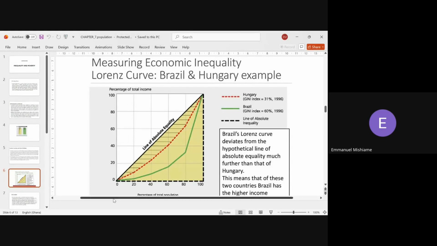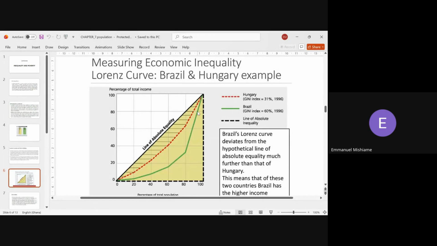Over here, I hope you are able to see my cursor. On the vertical axis, you can see the percentage of total income: 0, 20, 40, up to 100. On the horizontal axis, you can find 0, 20, 40, also up to 100.